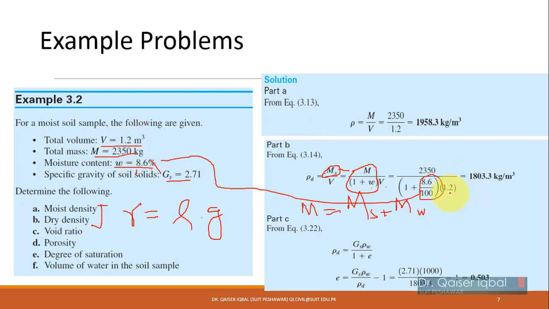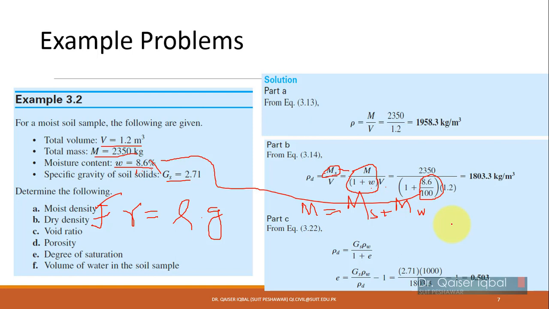So putting the value 1.2 over here, the dry density is equal to 1803.3 kilogram per cubic meter. So you've got dry density as well, which is this. So this is check and this is check. Next is void ratio.